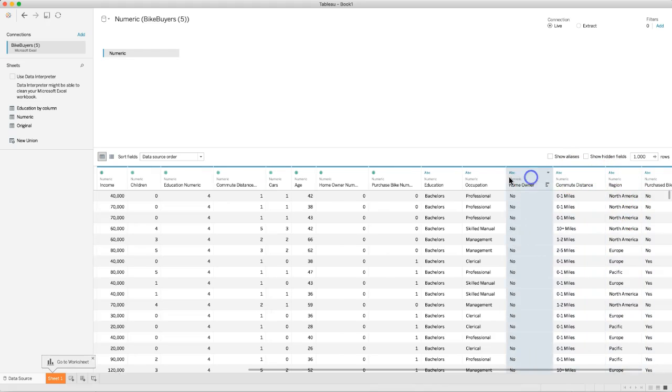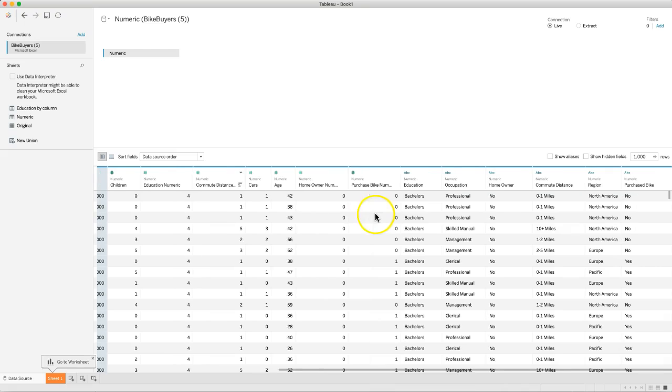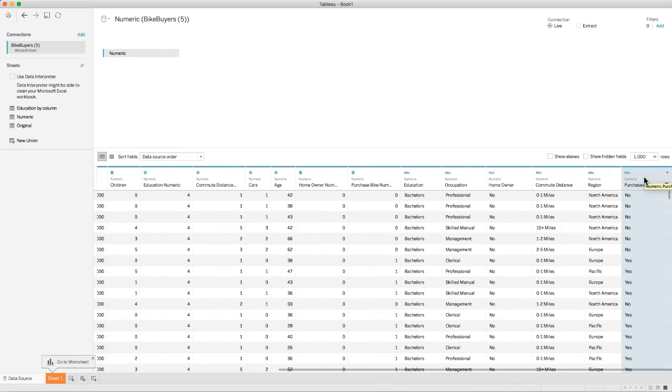region, commute distance, whether or not they own a home, their occupation, education, age, number of cars they own, number of children, income. These are all data points that might help me explain whether they were a yes or a no when it comes to purchasing a bike. Or I've got the numeric version right here. So the first step is I'm identifying outcomes and inputs, causes and effect.